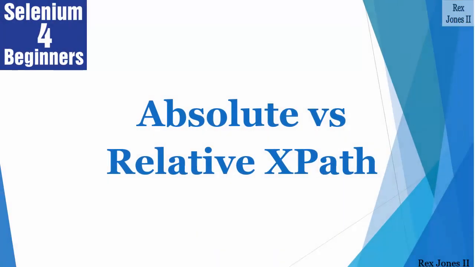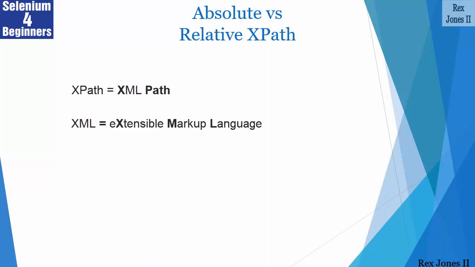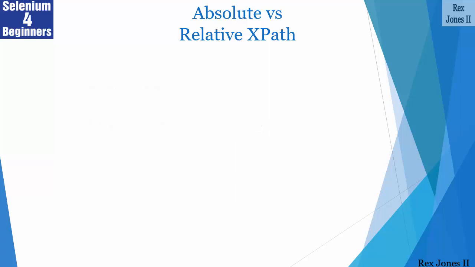What is XPath? XPath is used to navigate through elements and attributes. XPath is short for XML path, and XML stands for Extensible Markup Language. XML is different from HTML. XML is used to carry data, and HTML is used to display data. With regards to Selenium, XPath is a locator used to extract or pull tag attributes. There are 2 types of XPath, absolute and relative.